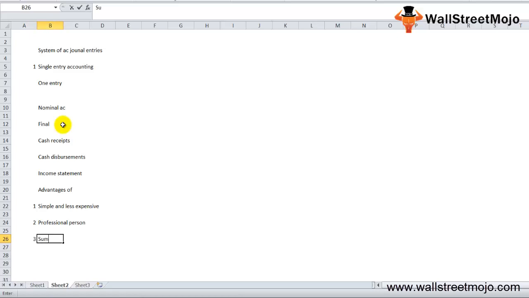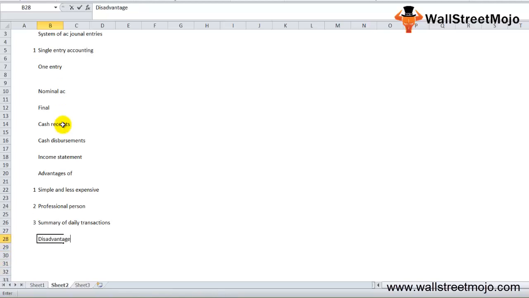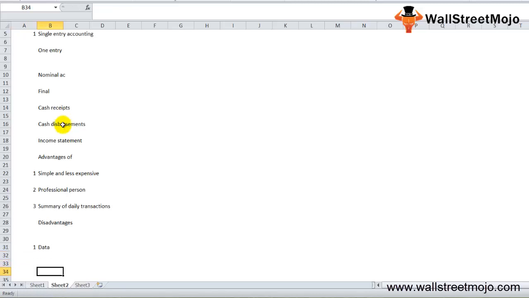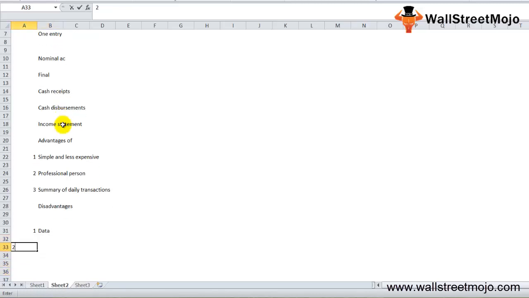Third, it has what we call the summary of daily transactions, like incomes and expenses. Now let me talk about some disadvantages. The disadvantage of the single entry is that there is a lack of data and it may adversely affect planning and controlling of the business target goals.